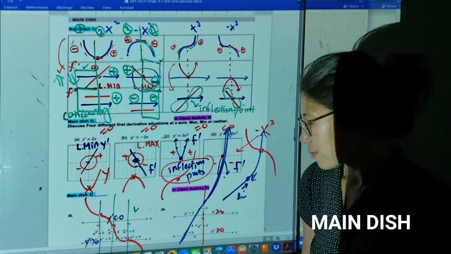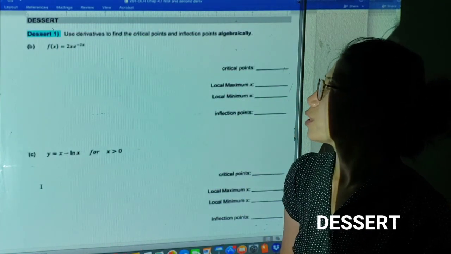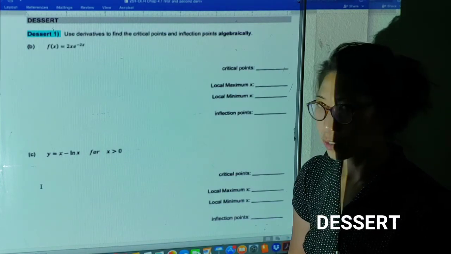So okay, now meet me at the dessert. Okay, so let's look at our dessert. Now we are going to use the derivative to find the critical points and inflection points.